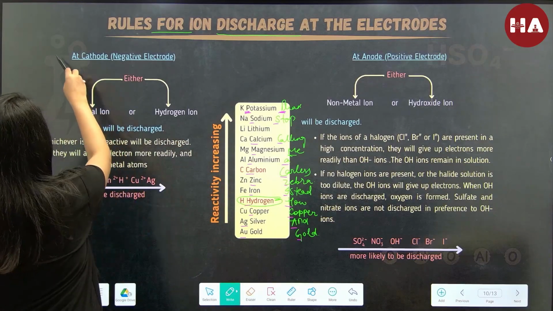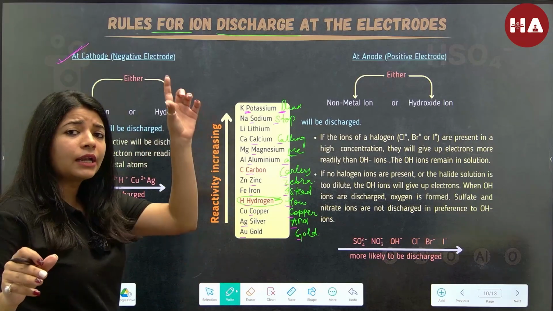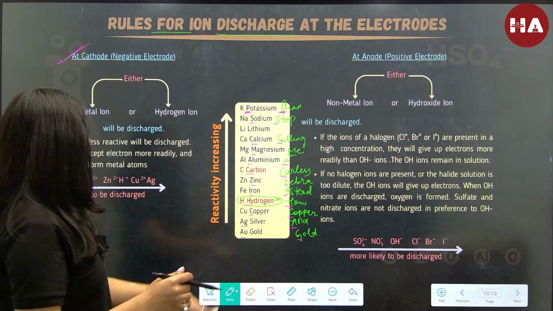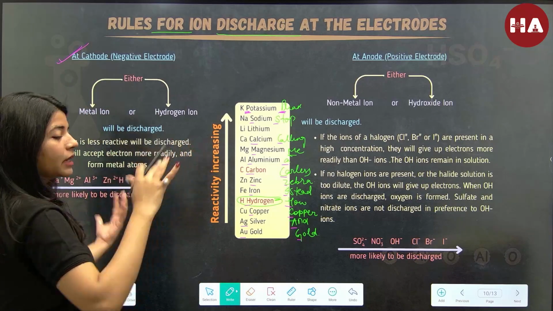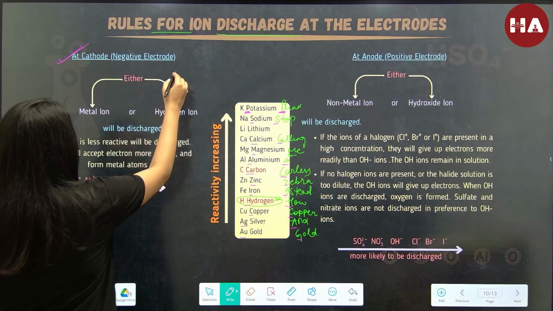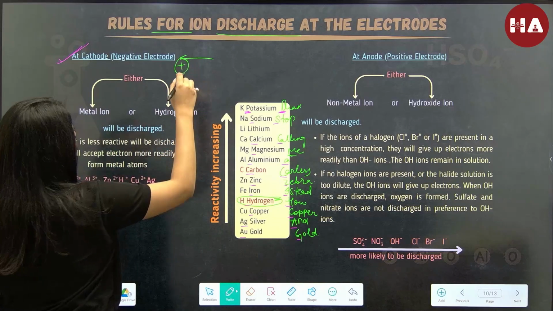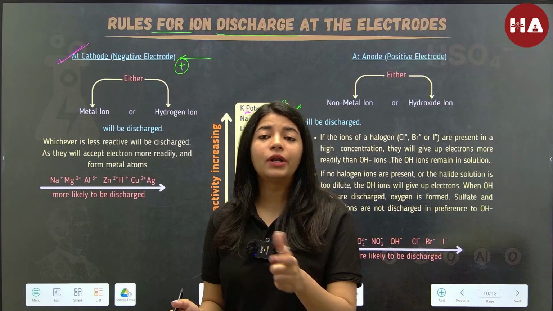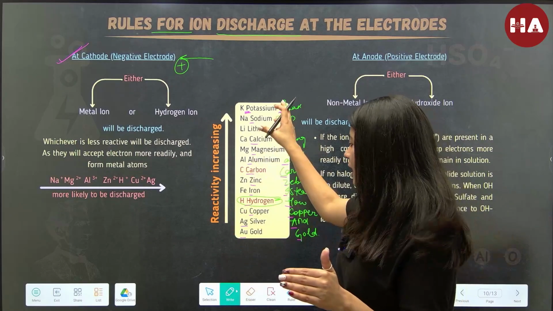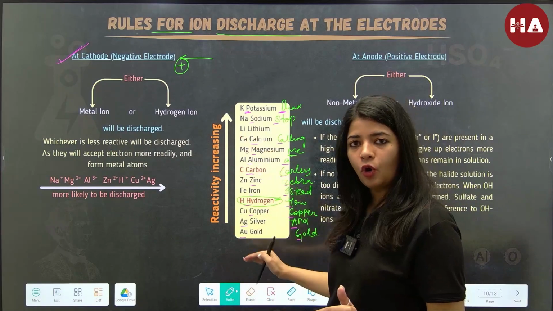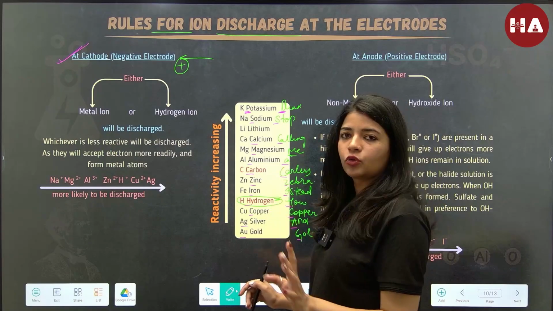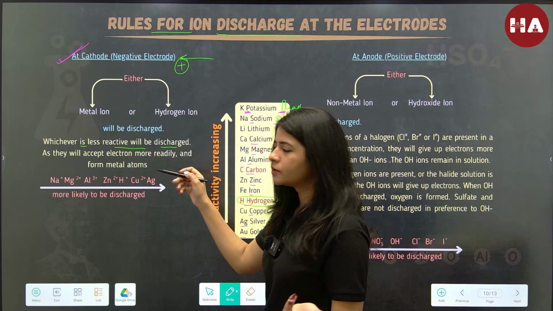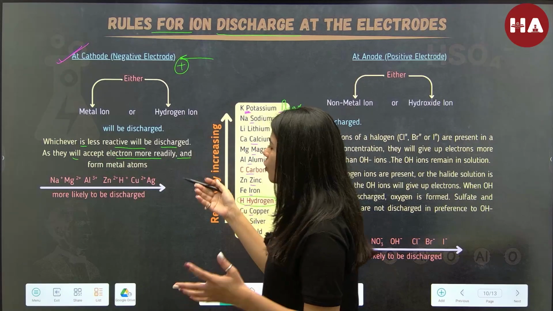Now, when we talk about the cathode, the cathode is nothing but the negative electrode, to which the battery pumps electrons. So at the cathode, what will come? At the cathode, positively charged ions will come. And for positively charged ions, what is the rule? For the positively charged ion, the metal ion or hydrogen, the rule is simple. You have to check the reactivity in the reactivity series. Whichever lies below, that will be deposited at the cathode. Easy, simple. Whichever is less reactive will be discharged, as it will accept electrons more readily.